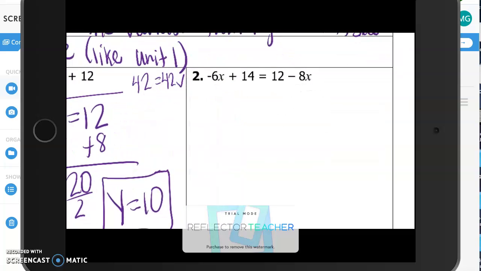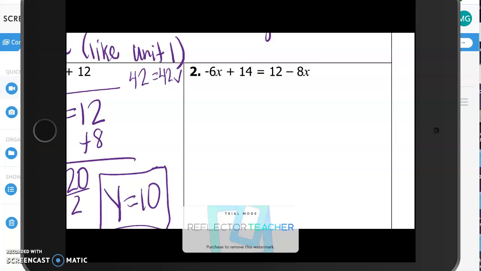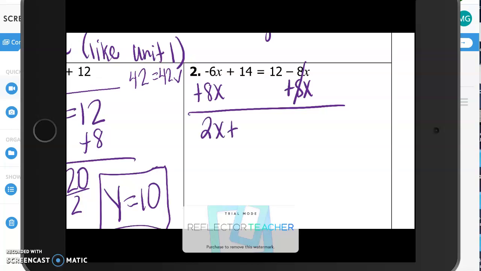So when we look at number 2, we do not have to distribute and we do not have to combine like terms. The like terms are on opposite sides of the equal sign, so we have to do the opposite or inverse operation to move them. So I am going to start by adding 8x to both sides. That will get rid of the variable term on the right. This gives me 2x plus 14 is equal to 12.